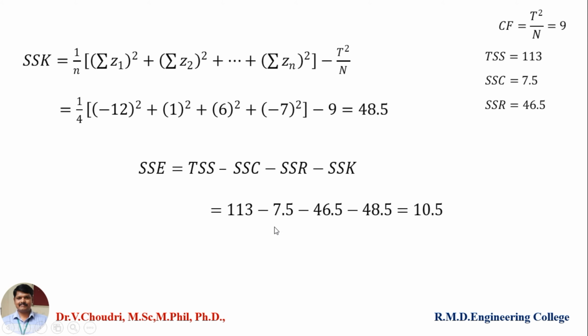Now let us come to the way of finding SSK. What are the sums? Minus 12, 1, 6, minus 7, take the separate squares, minus the correction factor 9. What is the answer? 48.5. And now we come to SSE. SSE we find by TSS minus SSR minus SSC minus SSK, the total sum of squares, sum of squares of columns, sum of squares of rows, and sum of squares of treatment. We have the data here. Substitute here, you may get the answer 10.5.